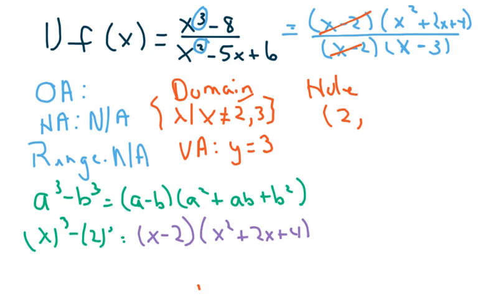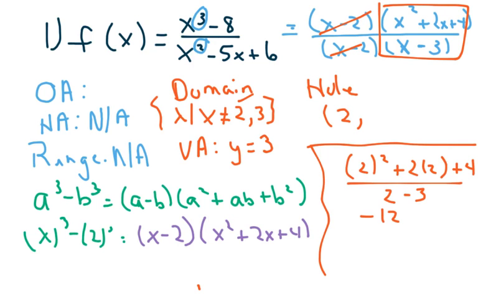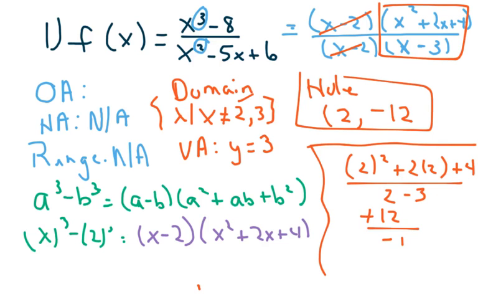I plug that in, and I'm just working with my depressed equation here, so I'm going to get 2 squared plus 2 times 2 plus 4 over 2 minus 3, which gives me 12 over negative 1, which gives me negative 12. So I do have a hole here, a vertical asymptote. I don't have a horizontal asymptote, but an oblique, and we're going to find that out next.